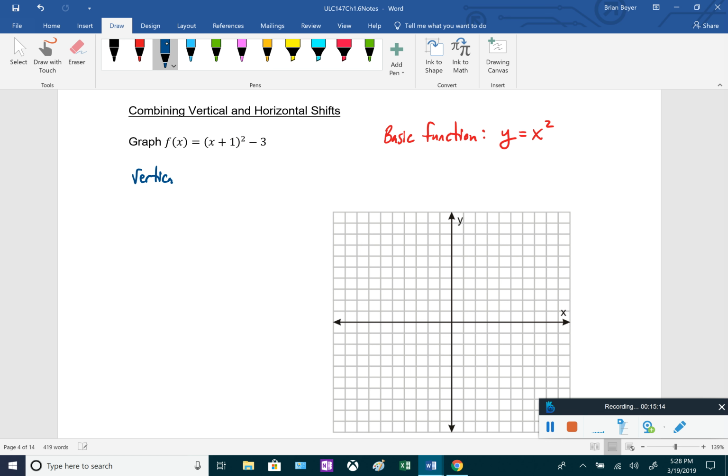Okay, so for taking a look at these transformations, we have a vertical shift and a horizontal shift. The vertical shift is going to be the -3 at the end. So that's going to be down 3. And then there's going to be a horizontal shift. And the horizontal shift is on the x value, so it's going to be that +1. But that means it's to the left because it's positive.